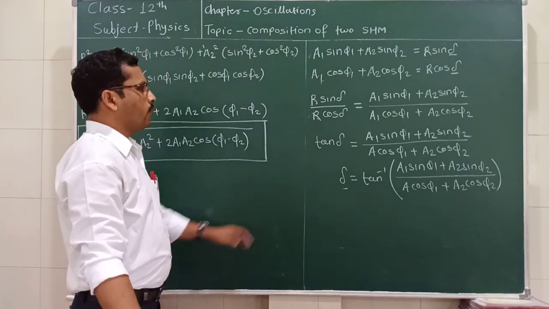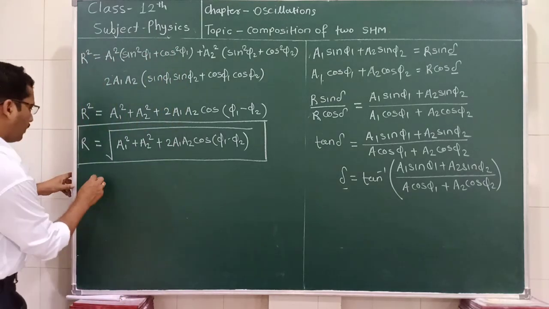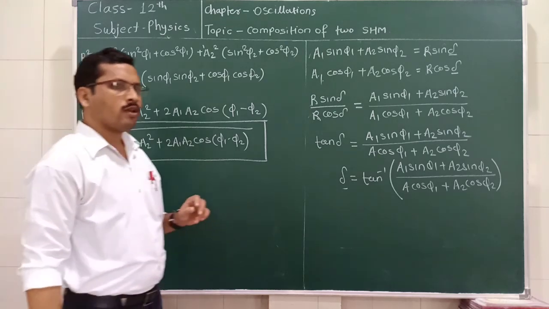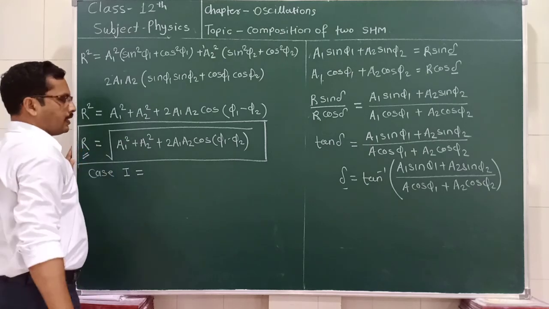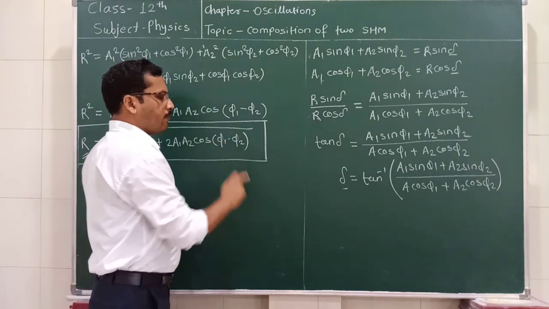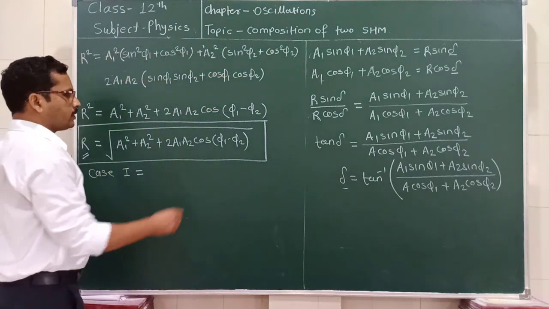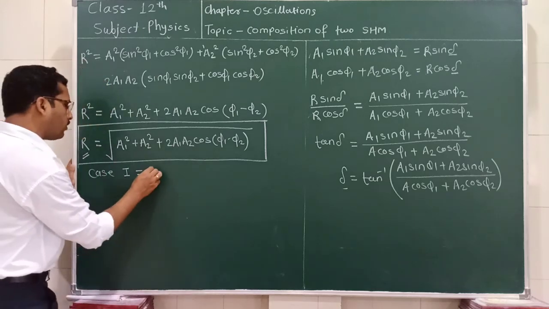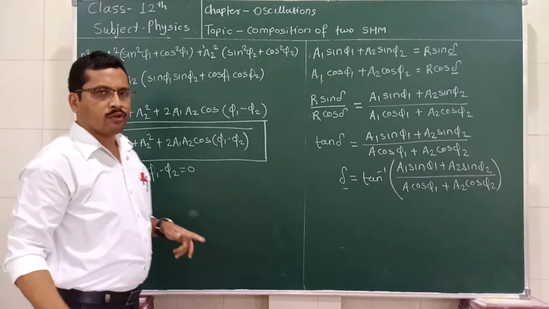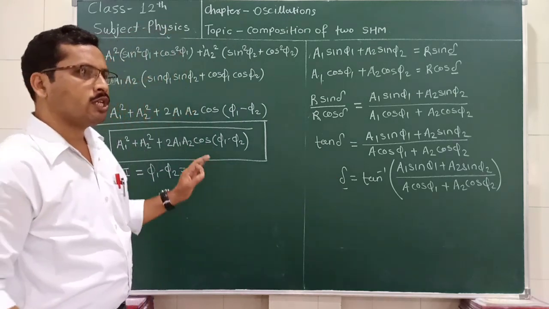Now, we also have some special cases. Case 1. What is case 1? As this R depends upon A1, A2, as well as the initial phase difference phi 1 and phi 2, we are going to keep a case in which phi 1 minus phi 2 is equal to 0, meaning phi 1 is equal to phi 2. It means two SHM starting from the same position, either the extreme position or the mean position.